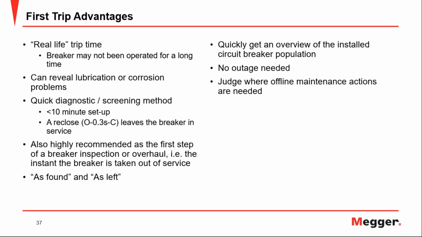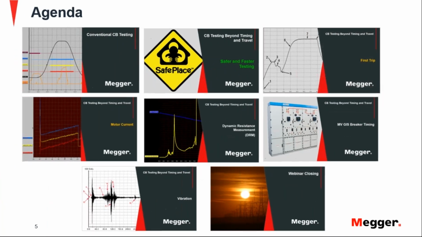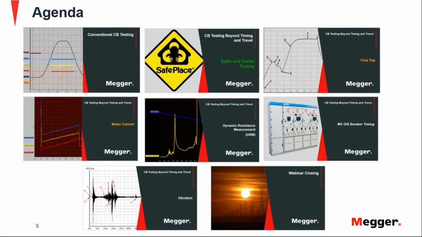And you can do as-found and as-left tests with these, so you can compare for the future. The main use of these tests is to determine where offline maintenance actions need to be focused. You can reduce the schedule or regular maintenance activities with this condition-based maintenance. So that is in relation to first trip.